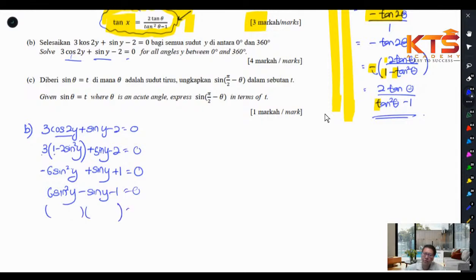And of course, you can press calculator. If I don't press that, then you factorize. Which one is positive? This one is positive. So sine y equals negative 1 over 3, and sine y is positive half. From here, what must you do?